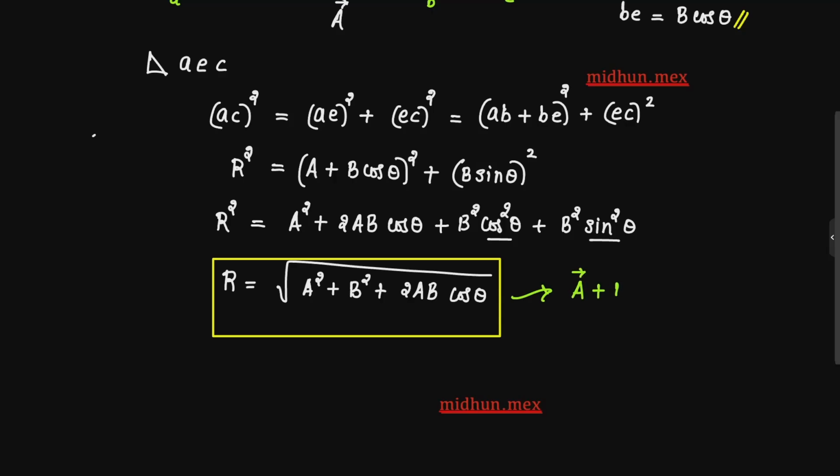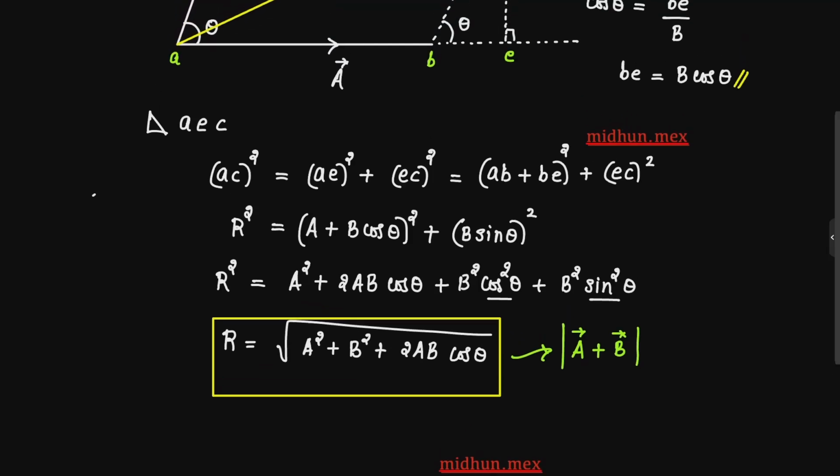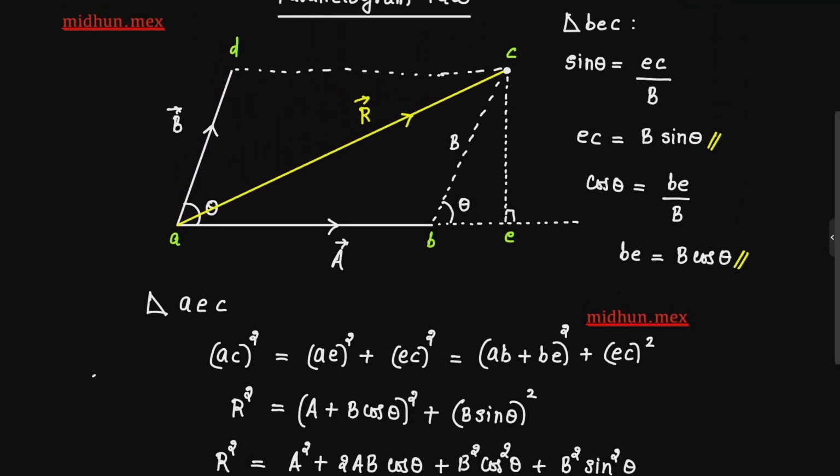If you add vector a plus vector b and you take the numerical value, I put a modulus symbol. Only the numerical value you are taking will be root of a square plus b square plus 2ab cos theta. Also sometimes they will ask you how much angle this resultant makes. For that, you can simply mark this angle with a name, alpha. Then consider that bigger triangle and you can find tan alpha.